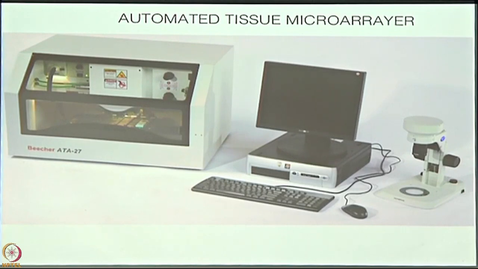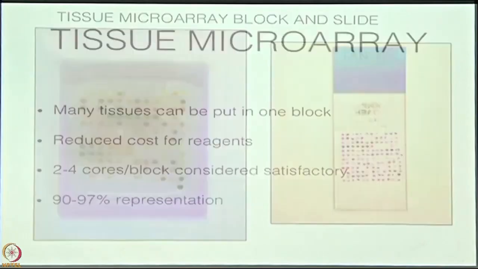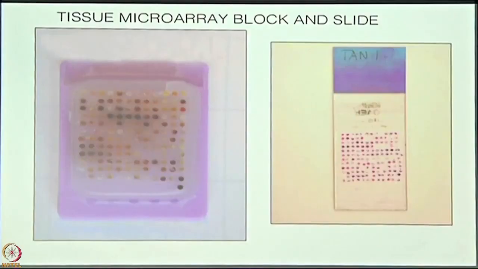But it's an instrumentation which has its own problems. So, if you don't have that workload, it's not the thing to get into. You are much better off with a manual microarray. And that's how the block finally looks. Nice, neat, equal sized cores. And when you cut the section, that's the slide.